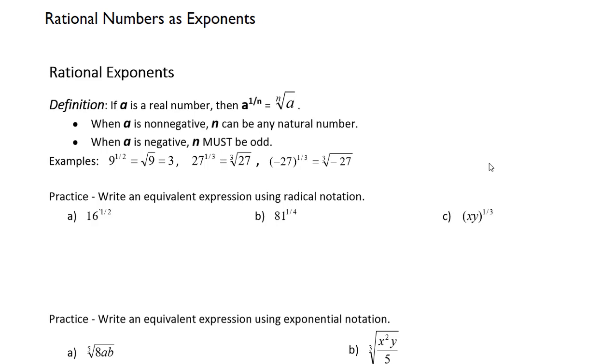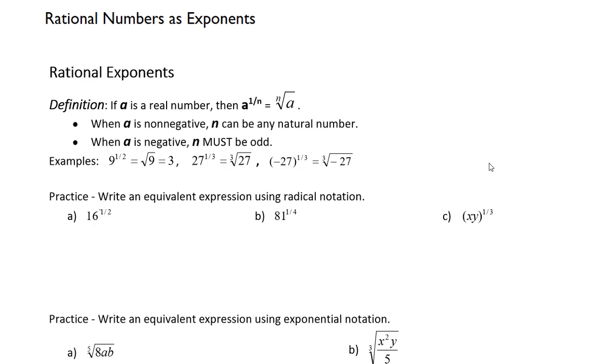If a is a real number, then a to the 1 over n is the same as the nth root of a, where a is non-negative and n can be any natural number. When a is negative, n must be odd. This allows for the domain values to be all real numbers.